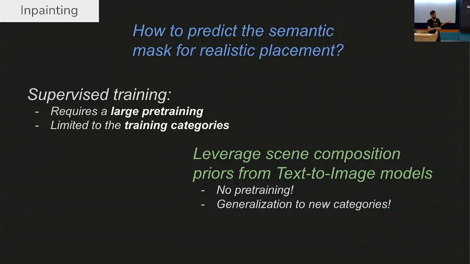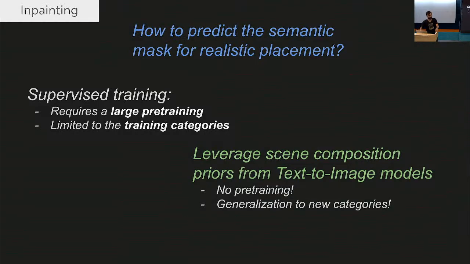And we want to do that in an optimization kind of framework. Given a background image, I just want the mask for that without a requirement of pre-training. And then this obviously will generalize to new categories. You just change the prompt, like a dog sitting in the room. It should learn the mask for the dog.